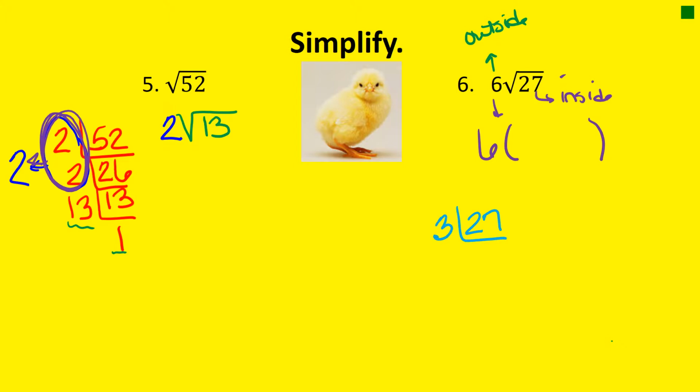The first prime number that goes into 27 is 3. 27 divided by 3 is 9. I'm stuck with 3 until it stops working. 9 divided by 3 is 3. I'm stuck with 3 until it stops working, and I'm down to 1.